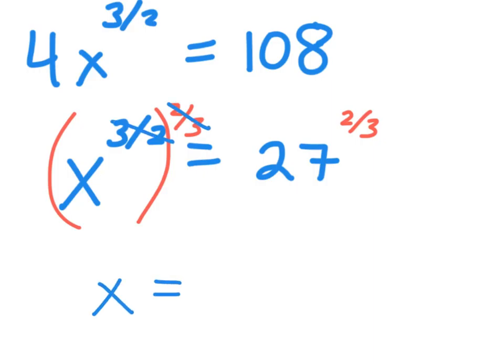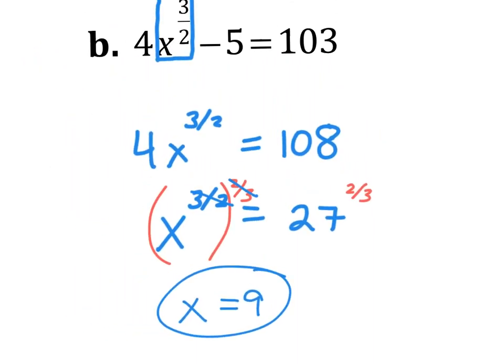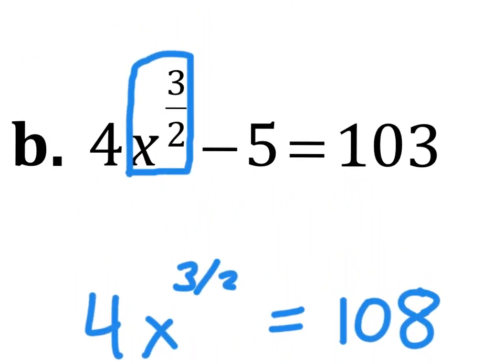Yay! So now this one here, I can either square the 27, then take the cube root, or I can take the cube root and then square it. So the cube root of 27 is 3, and then squaring that will give me 9. And there we go. The check, of course, we can do a quick check here, is 9. The square root of 9 is 3, and when we cube that, we get 27. 27 times 4 is 108, and 108 minus 5 is 103. And we're good to go.